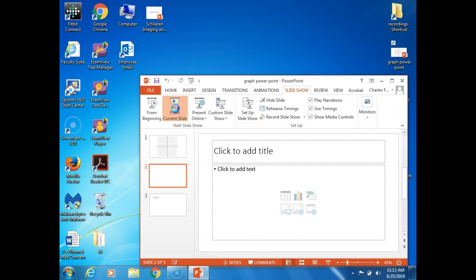Go from current slide. And where we are, at least by my mark on the page, is we were just about to get started on the error function.